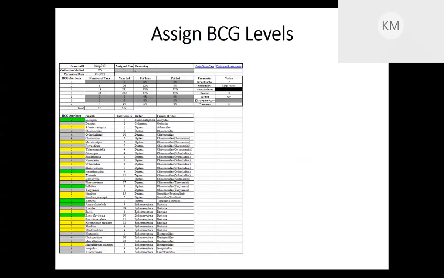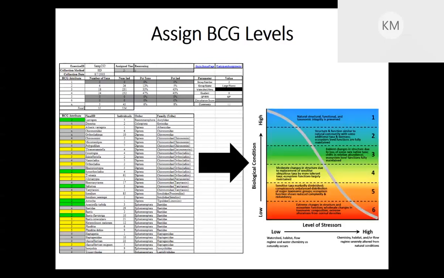So once you have these attributes assigned, then we start assigning BCG levels to individual samples. So here's an example of a sample. You've got a list of taxa, how many individuals were present in that sample of each of those taxa. And then there are those attributes I just went over on the left-hand side, as well as some summary information regarding the number of taxa for each of those attributes, or percent of taxa, the percent of individuals. And basically, the panel's looking at this information. We're working to build a consensus as to where this community falls on this biological condition gradient.